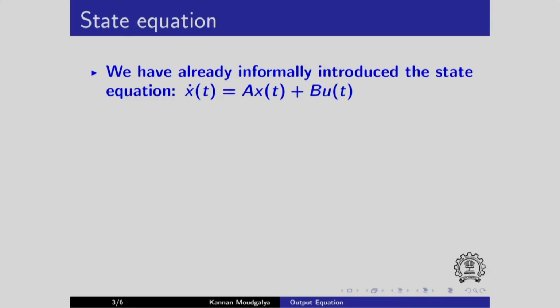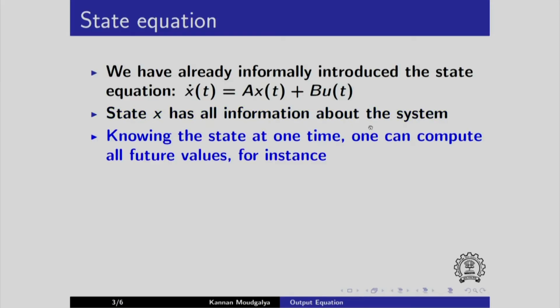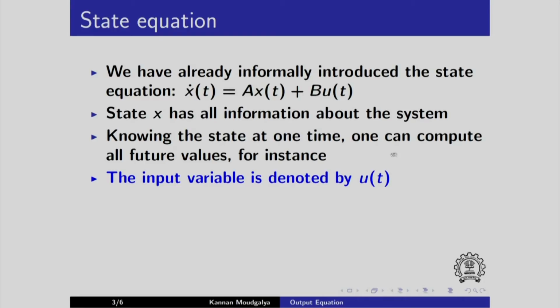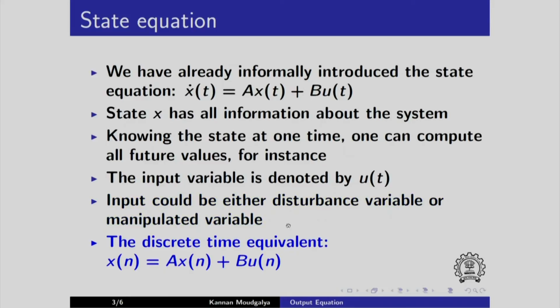We have already informally introduced the state equation, which is x dot equals Ax plus Bu. State has all information about the system. Knowing the state at one time, we can compute all future values. For instance, the input variable is denoted by u of t. Input could be either a disturbance variable or a manipulated variable. And we also obtained the discrete time equivalent as follows.